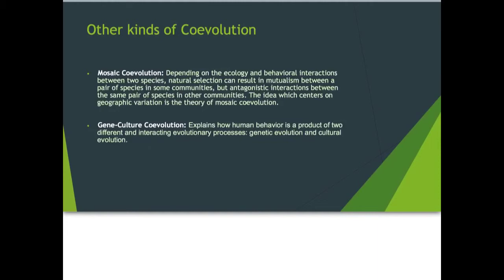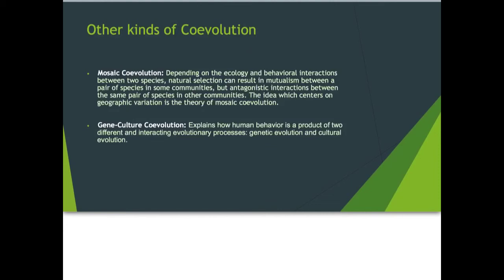There are two other kinds of coevolution. One is mosaic coevolution. Depending on the ecology and behavioral interactions between two species, natural selection can result in mutualism between a pair of species in some communities, but antagonistic interaction between the same pair of species in other communities. This idea, which centers on geographic variation, is the theory of mosaic coevolution.